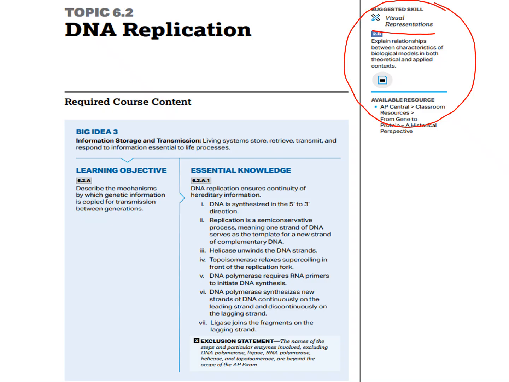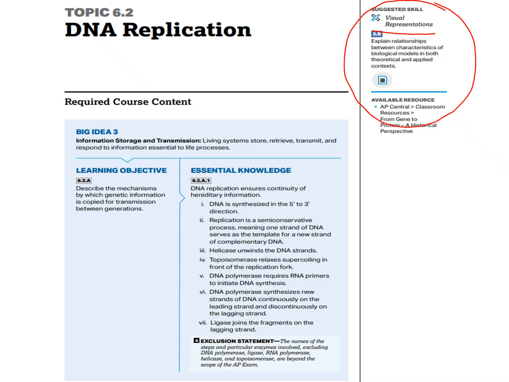And in answering questions that have visual aids or visual representation, you are going to be required to explain relationships between characteristics of biological models in both theoretical and applied context. Theoretical context is what you've learned, the general context in which I'm going to be explaining the topics to you. And applied context would be applying that to the specific real life examples that you're given in those stimulus questions. So that's the difference between those two.